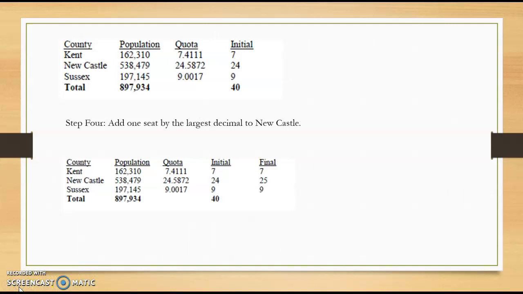Again, here's our same chart, and we need to add 1 seat by the largest decimal. We look up here, we have 0.411, 0.58, and 0.00. So Newcastle County has the highest decimal. We move their allocation to 25. Kent and Sussex stay the same at 7 and 9.